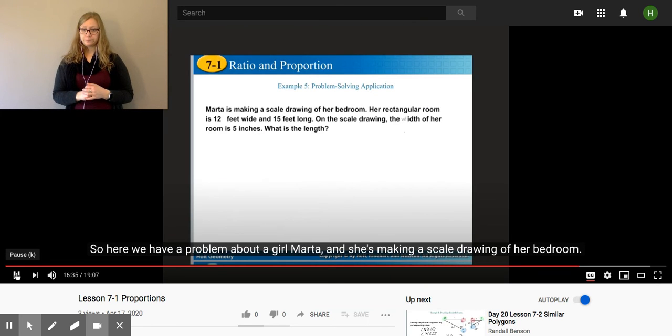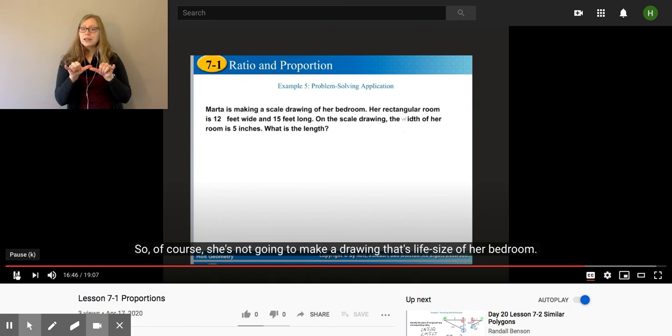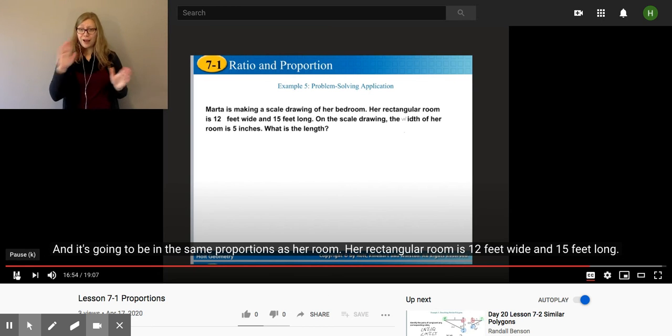So here we have a problem about a girl, Marta, and she's making a scale drawing of her bedroom. So remember, scale drawing means it's not the same size, but it's going to be in proportion. So, of course, she's not going to make a drawing that's life size of her bedroom. She's going to have it on a piece of paper, and it's going to be in the same proportions as her room. Her rectangular room is 12 feet wide and 15 feet long.